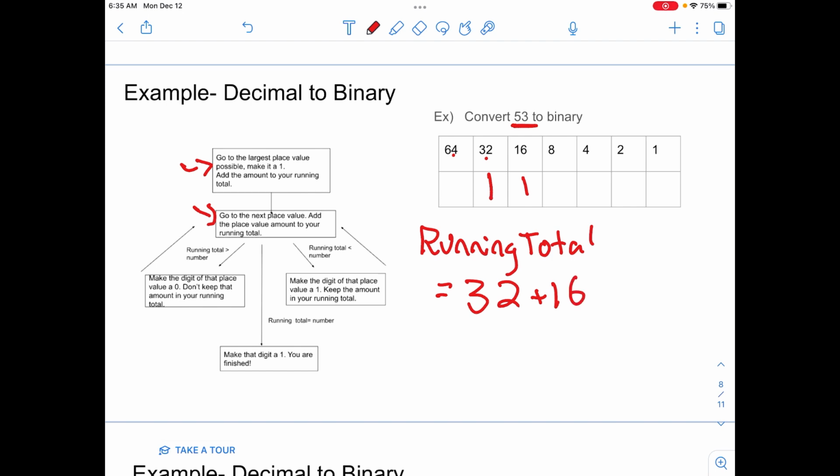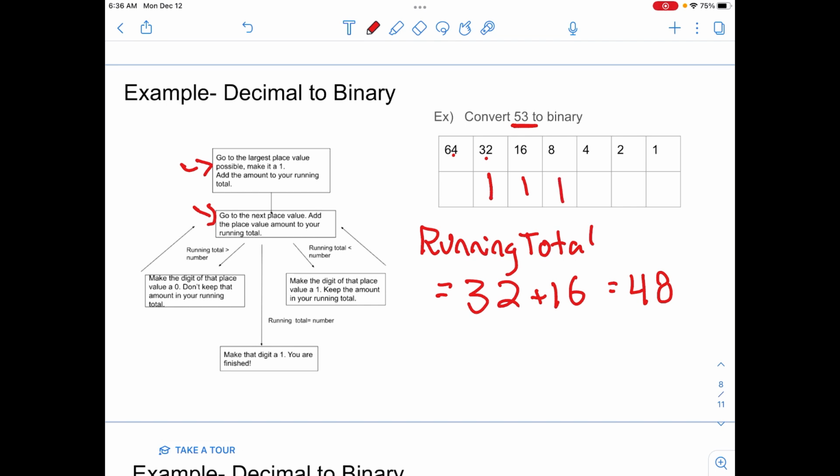All right, so now my running total is 32 plus 16, which equals 48. But we've got to check, did we go too big? Well, 48 is still less than 53. If our running total is bigger than our number, we don't want to include that digit. But if it's less than our number, we want to include it. So if I include the 16, I'm still under my goal of 53. I'm at 48, so I'm going to include it. Let's go to the next.